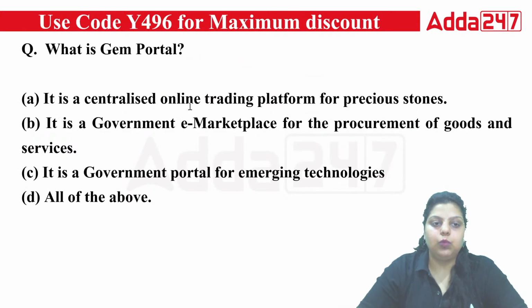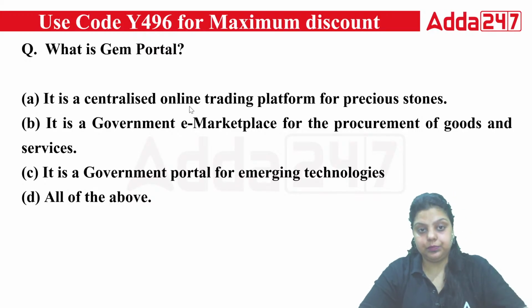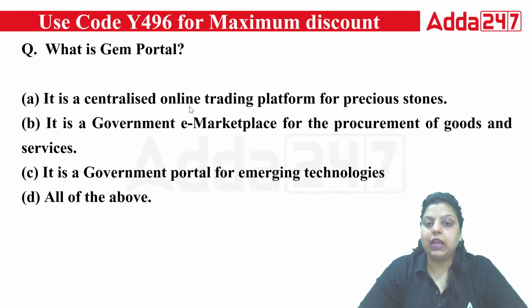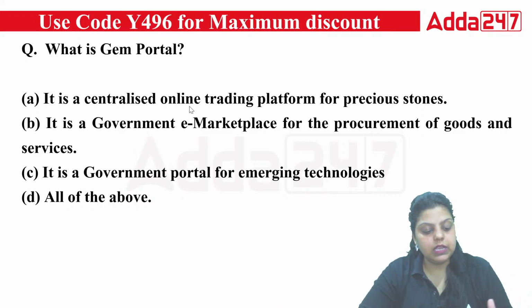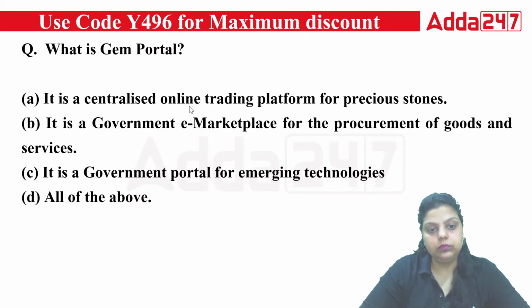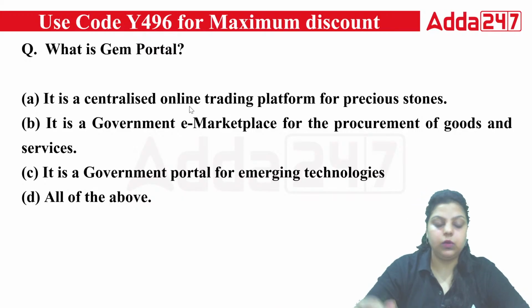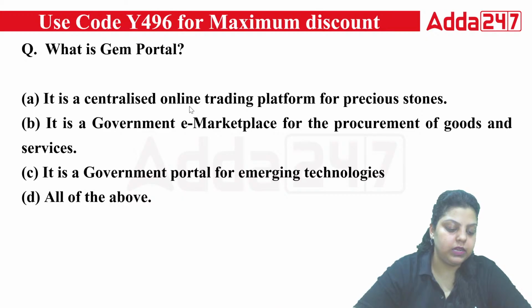Okay, now what is a JAIIB portal? Next question we have: what is a JAIIB portal? It is a centralized online trading platform for precious stones. It is a government e-marketplace for procurement of goods and services. It is a government portal for emerging technologies, or all of the above. So which of the following is called the JAIIB portal? A, B, C or D? Let me know. Which one is correct?